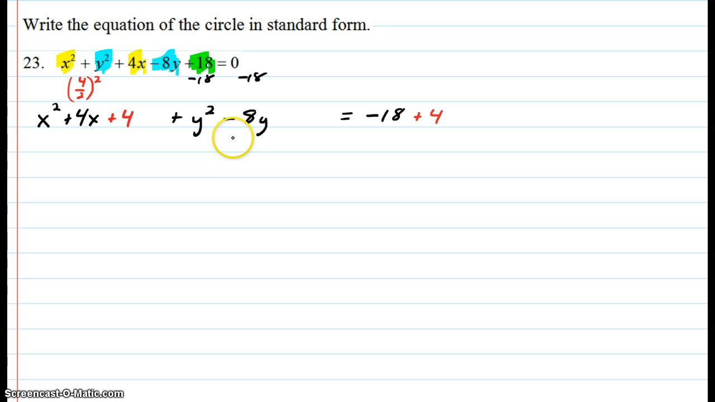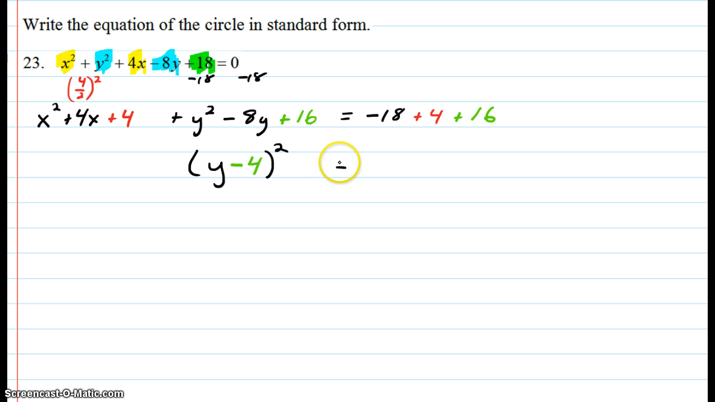Another way you can think about this is we're going to write this as this squared, and so take half of 8 and put it here, so minus 4. So minus 4 squared gives us a plus 16. That's another way you can think about it.